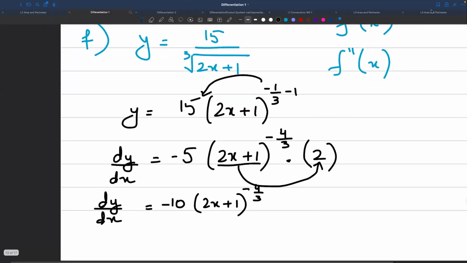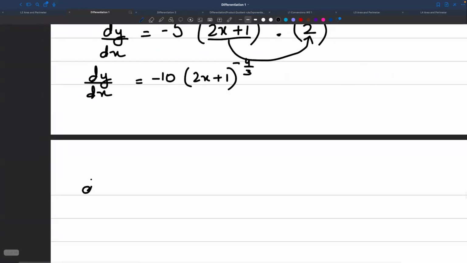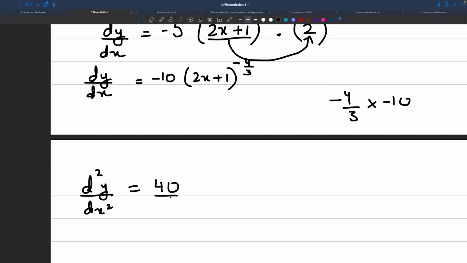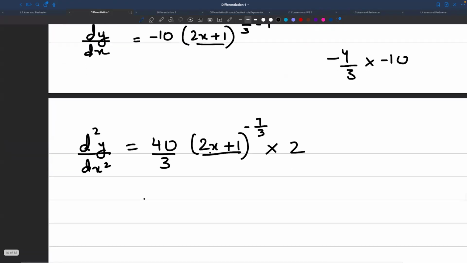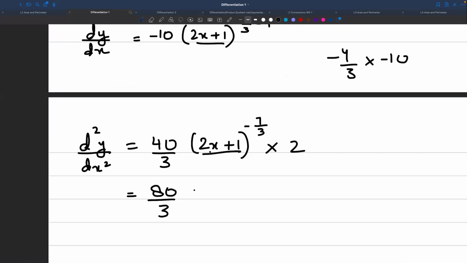But because we are finding the second derivative as well, we will differentiate this term again. When I differentiate this term again, minus 4 upon 3 into minus 10 is how much? 40 upon 3. Plus 40 upon 3. 2x plus 1 remains as it is. This power decreases by 1, becomes minus 7 upon 3. And then I again multiplied with the derivative of 2x plus 1 over here, so the 2 will come. So this will become 80 upon 3 and 2x plus 1 to the power of minus 7 upon 3.